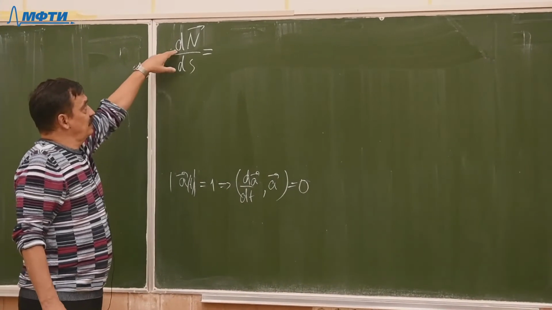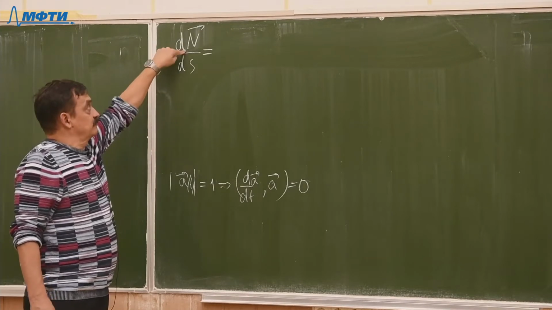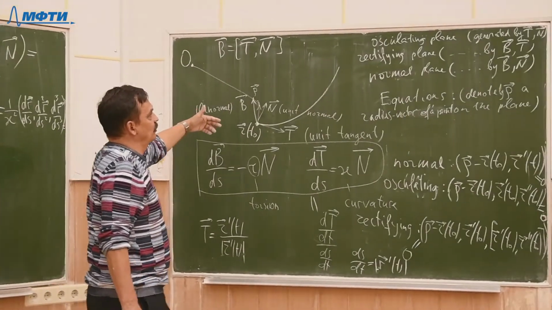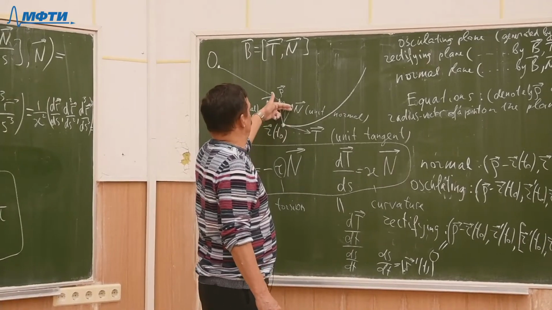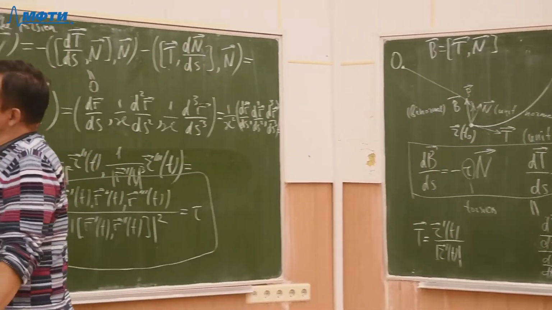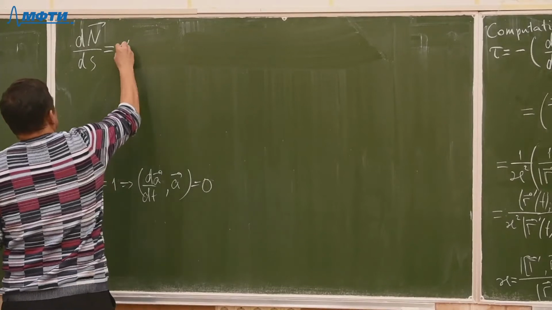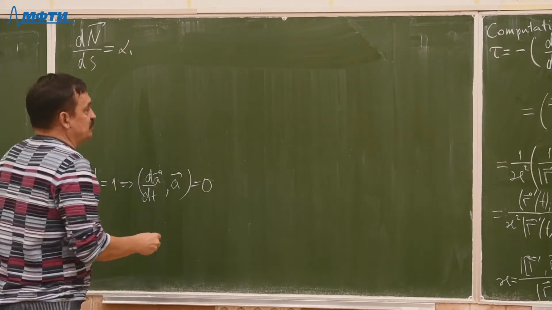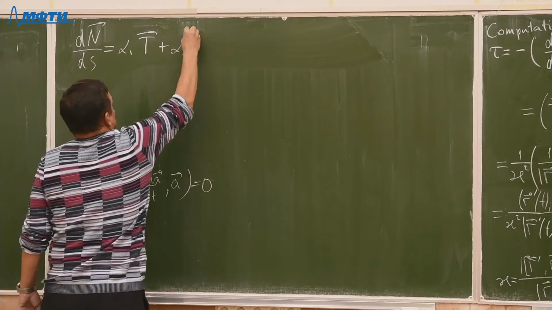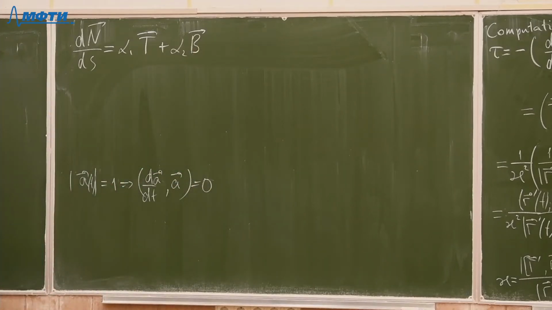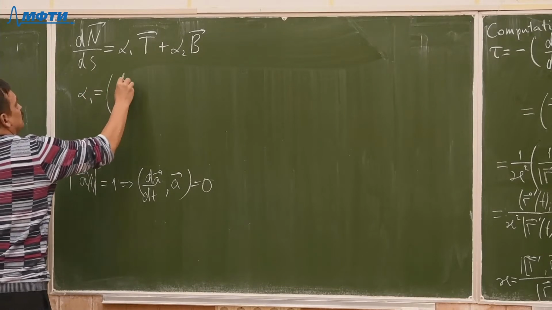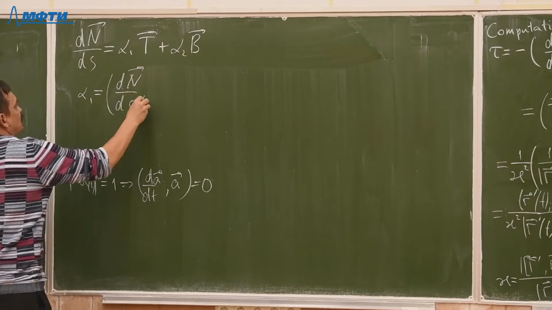So then, as we know, this vector is orthogonal to n. Hence, if it is orthogonal to n, then it belongs to which plane? The plane orthogonal to the normal plane: the rectifying plane. So this derivative belongs to the rectifying plane, hence it can be written as a linear combination of generating vectors. Let's compute what the coefficients are. Coefficient alpha 1 is the dot product of dn over ds with t.